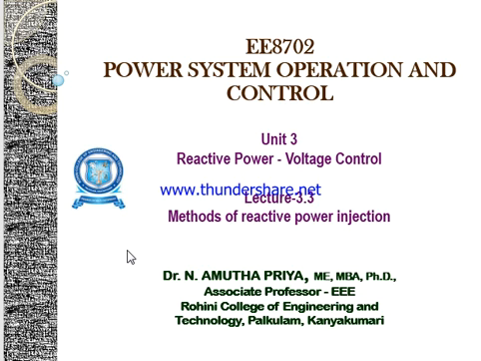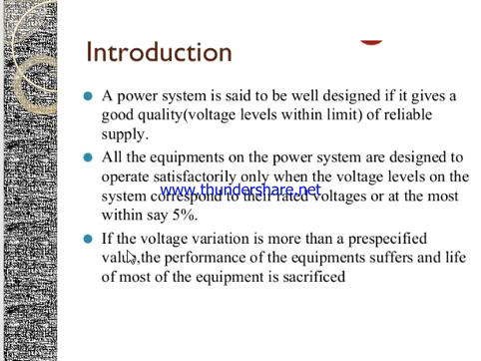We are discussing the course Power System Operation and Control. In this lecture, we will be discussing the methods of reactive power injection. A power system is said to be well designed if it gives a good quality and reliable supply. All the equipment on the power system are designed to operate satisfactorily only when the voltage levels on the system correspond to their rated voltage, or at most stay within 5% variation.